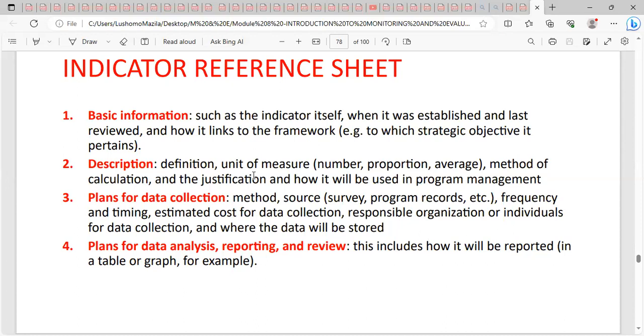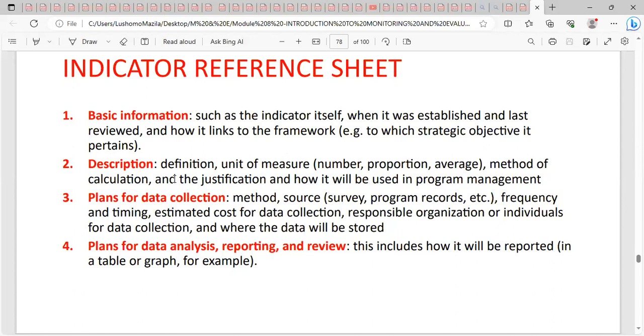Now, that being an indicator, how do you explain it? It's the number of babies being born. So this issue of numbers is more like a description of a particular indicator. I don't know if that makes sense to you. So, other than the basic information of the particular indicator, comes the description. Define the definition of that particular indicator. What is it? The unit of measure, how is it measured? Is it a number? Is it a proportion? Is it an average?